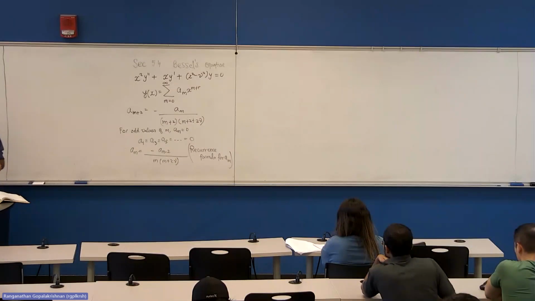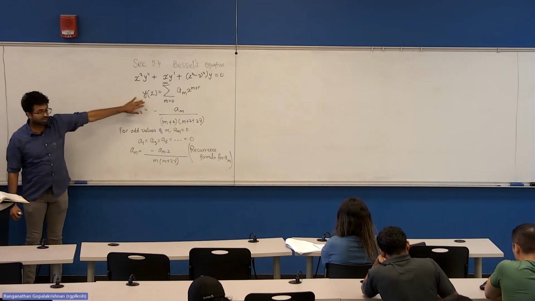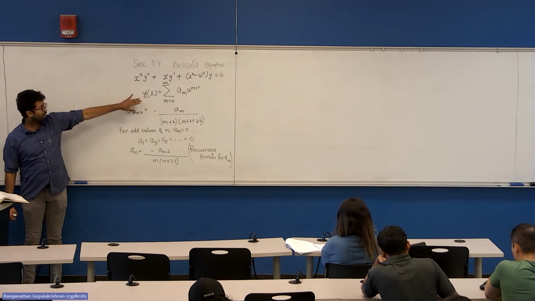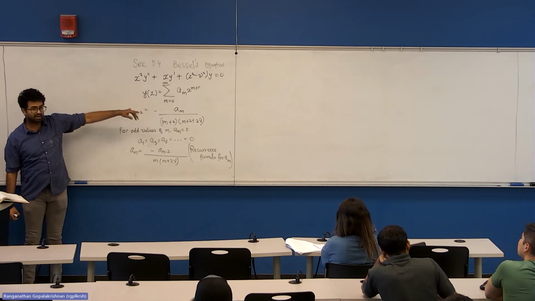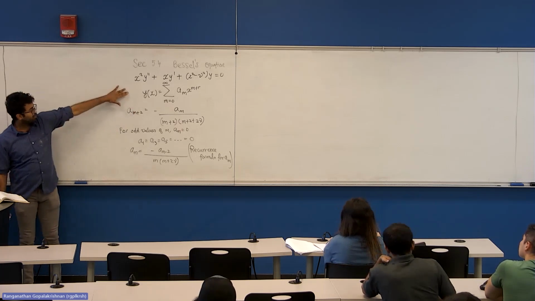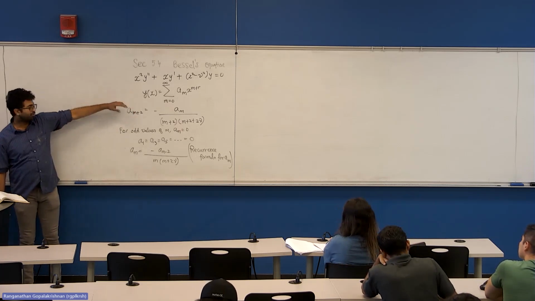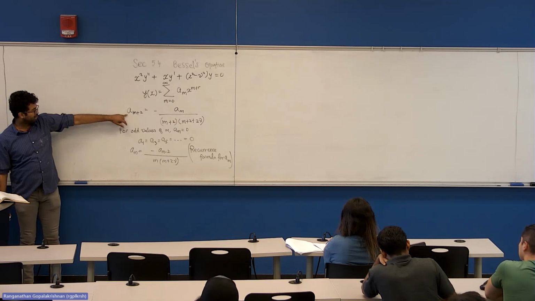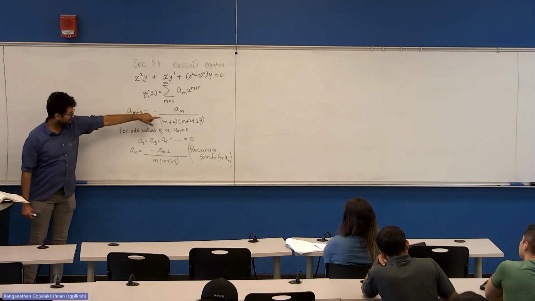Good evening. So last lecture we started with Bessel's equation and we used the Frobenius method to derive a solution. We started with the assumption that the solution is of the form a_m x^(m+r), where r is to be determined. And by equating coefficients of x^m on both sides, we came up to this, where a_(m+2) is written in terms of a_m.